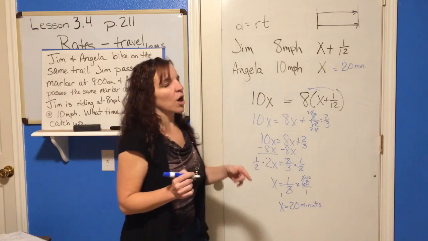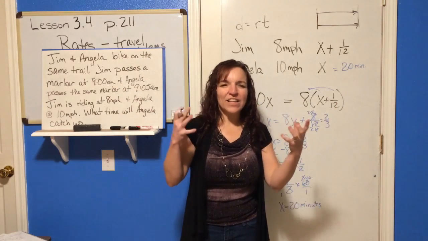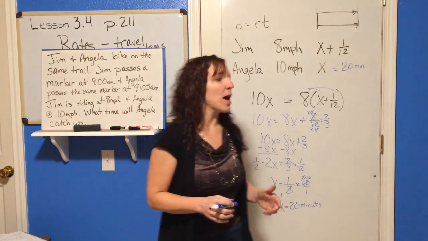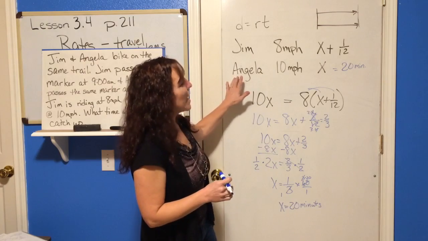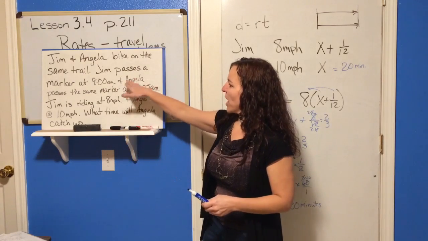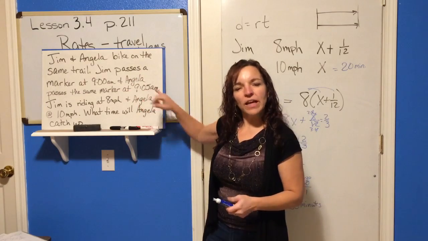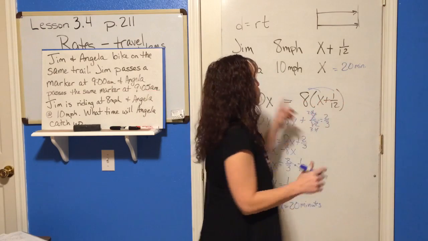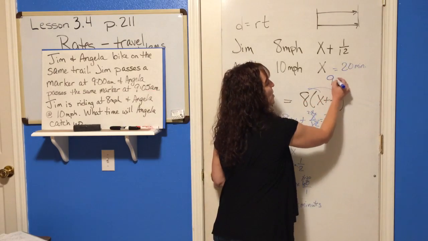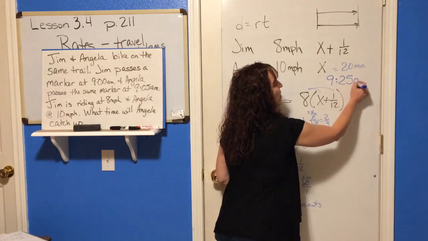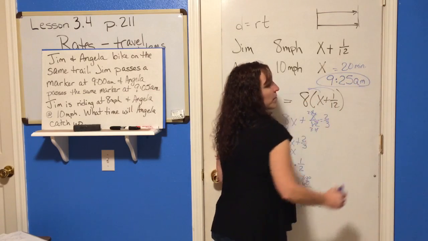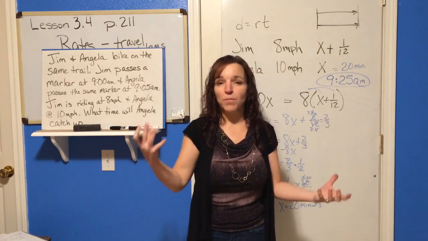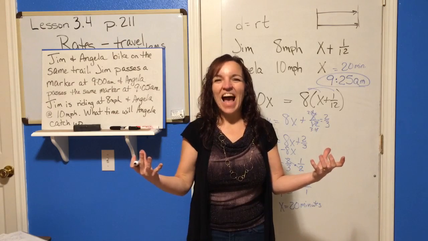All right. So now, remember, we've got to go back and answer the question that was asked. The question that was asked is, what time will Angela catch up? Well, what time did Angela pass that marker? Angela passed the marker at 9:05. And then she traveled for 20 more minutes. So you're going to take the 9:05 plus the 20 minutes. So she's going to catch up at 9:25 a.m. All right? So that's all you're going to do today is those 2 types of problems. You can do this. All right? I will talk at you later.